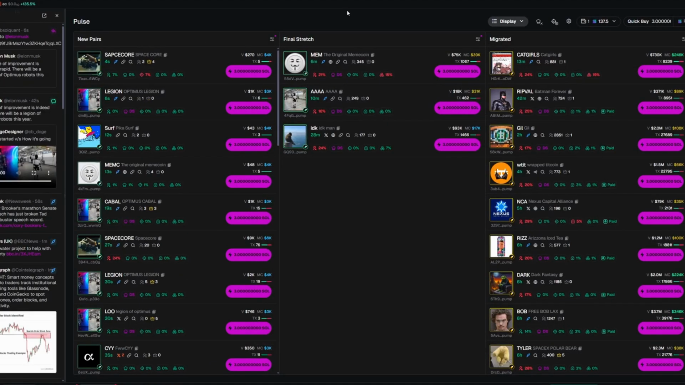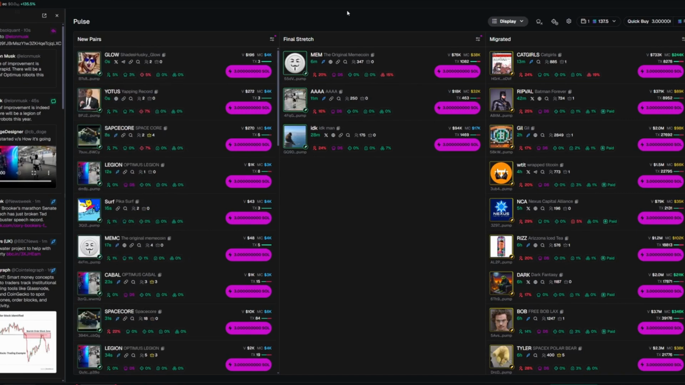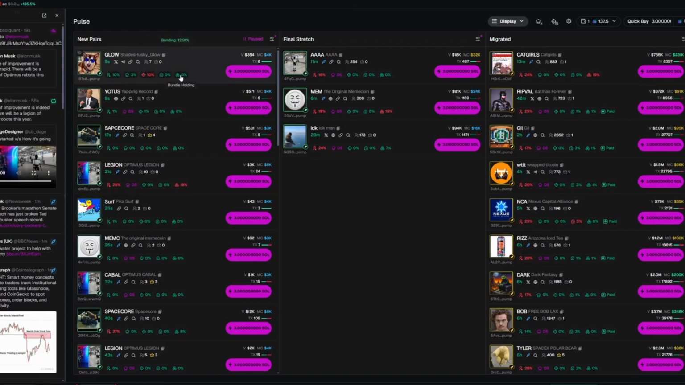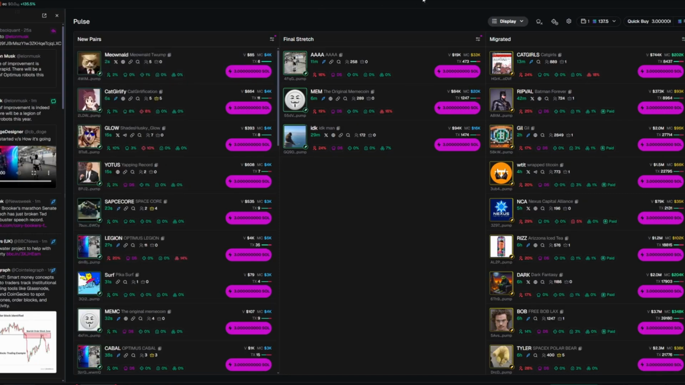So the other thing is you have to avoid rugs and scams, because that's where you're going to lose a lot of money. And you're probably thinking, how can I avoid them? How can I spot them? Axiom helps you. They have bundle holding, insiders holding. You can see how much the dev is holding, how many snipers are there. So yeah, these things help a lot.